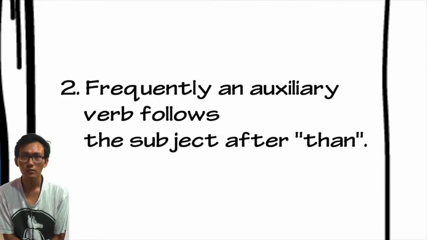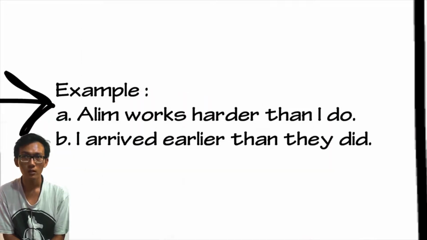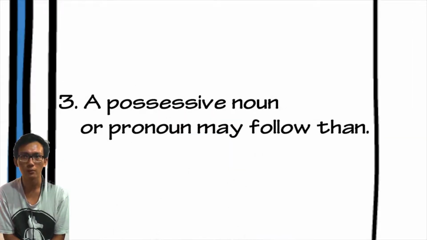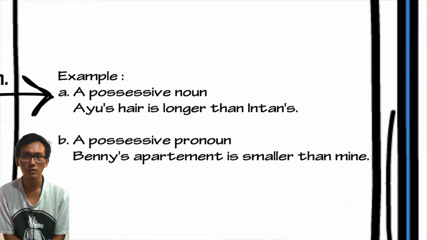Next, frequently an auxiliary verb follows the subject after than. Example, first, Alim works harder than I do. Next, I arrived earlier than they did. Next, a possessive noun and pronoun may follow than. Example, first, a possessive noun. Ayu's hair is longer than Intan's. Next is a possessive pronoun. Benny's apartment is smaller than mine.